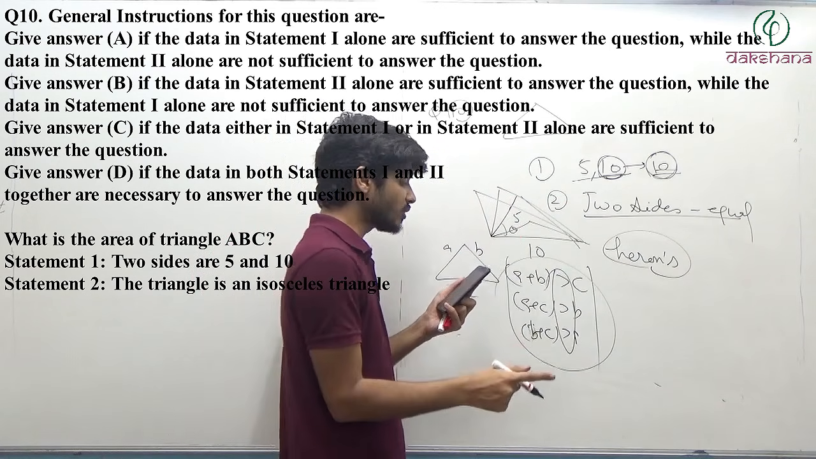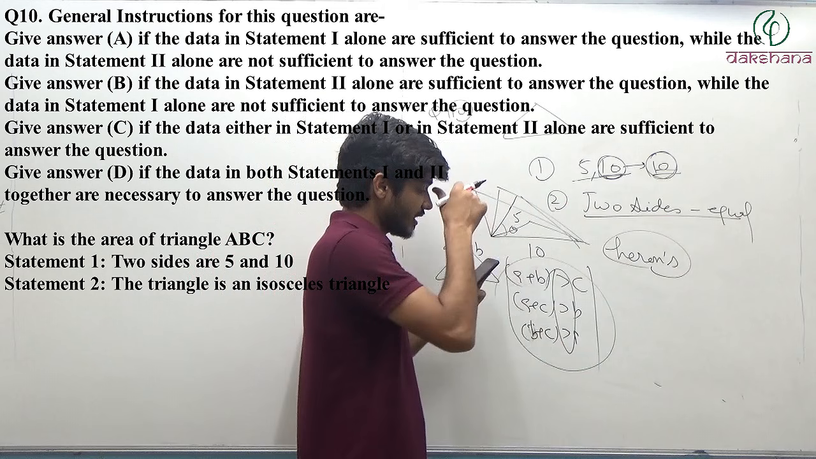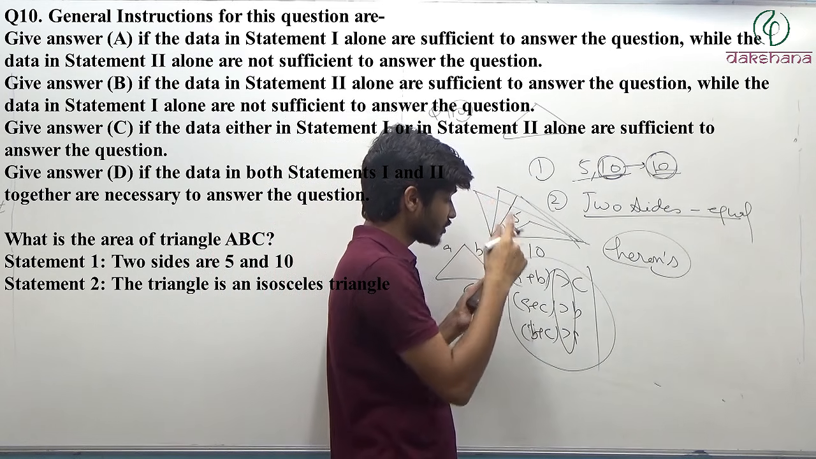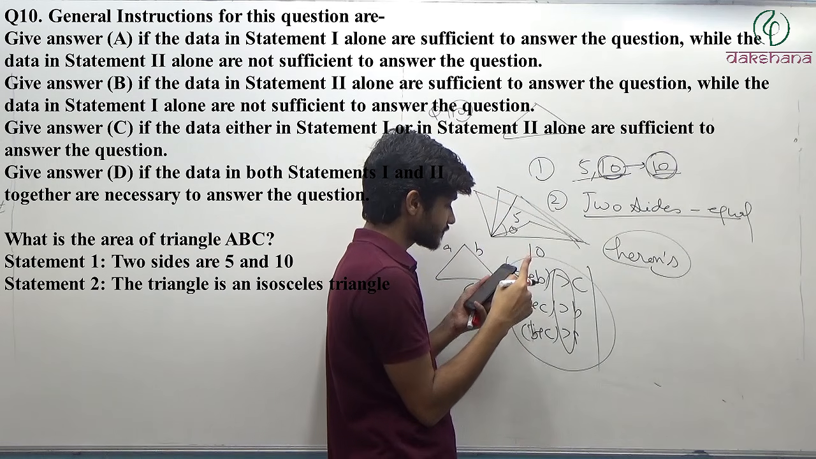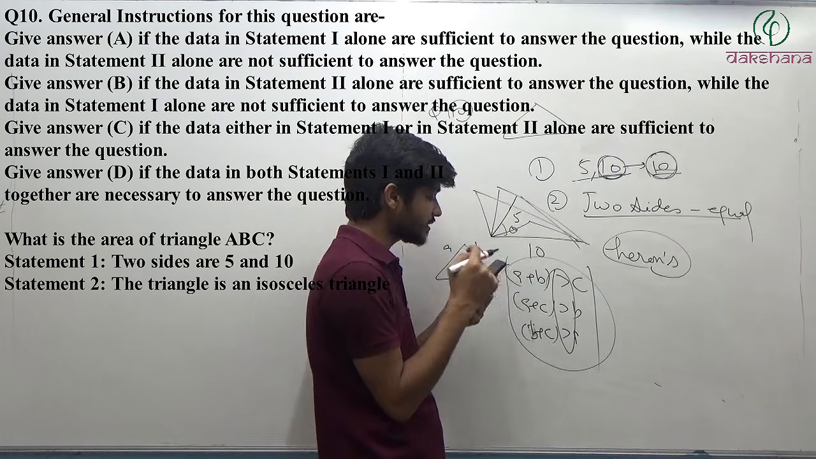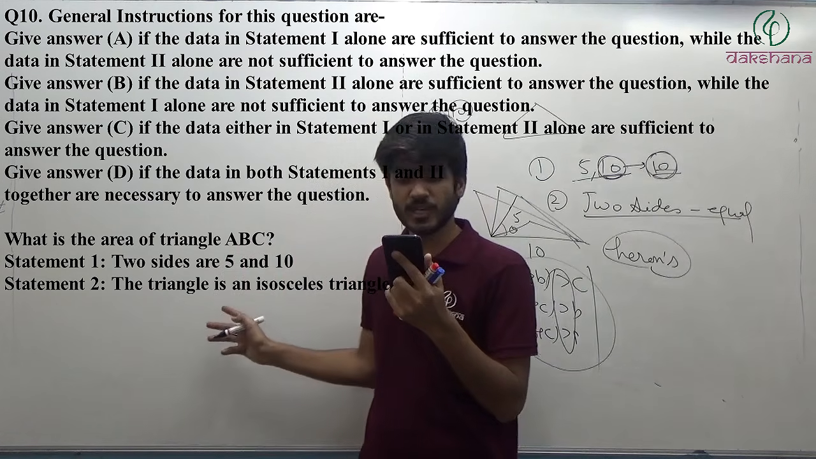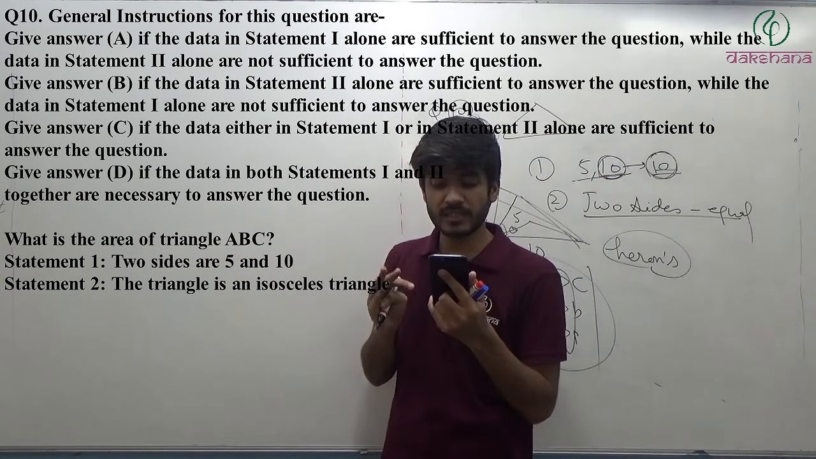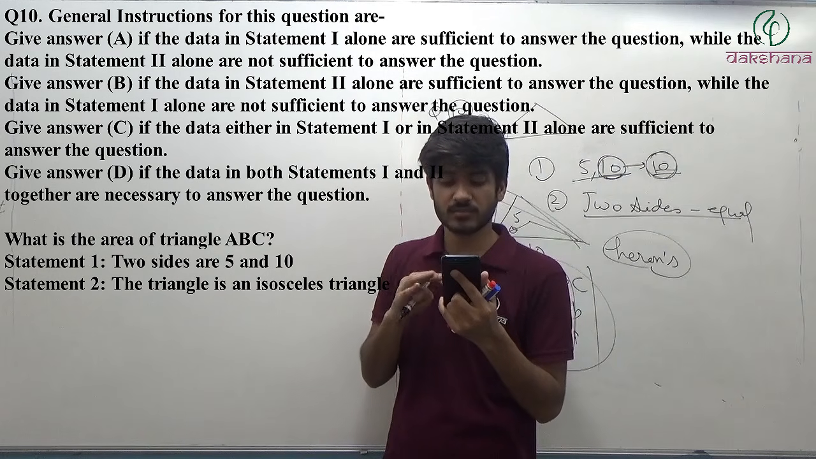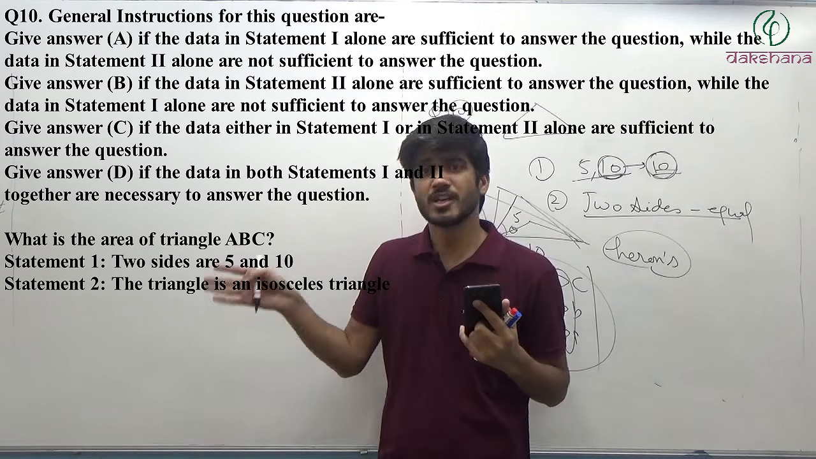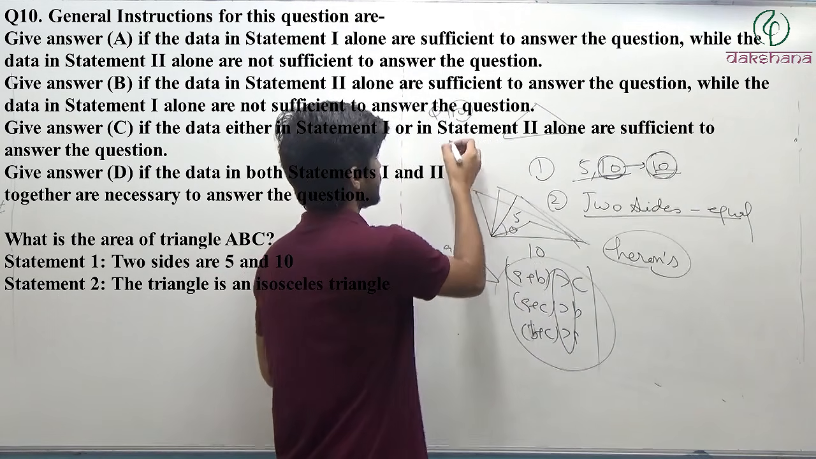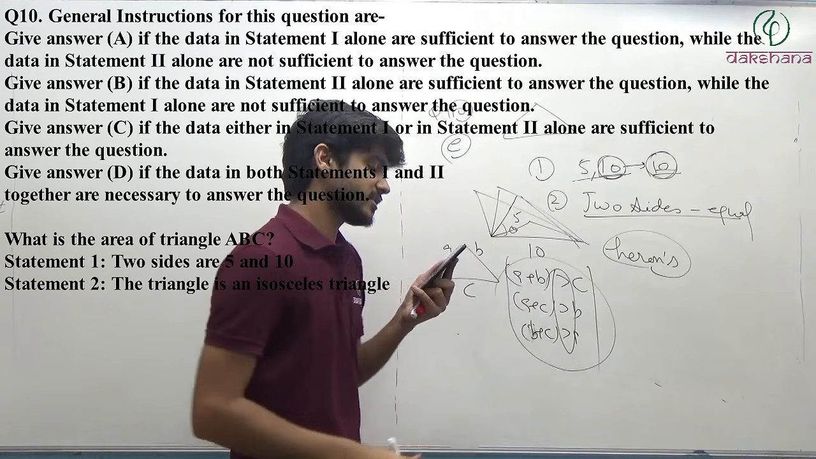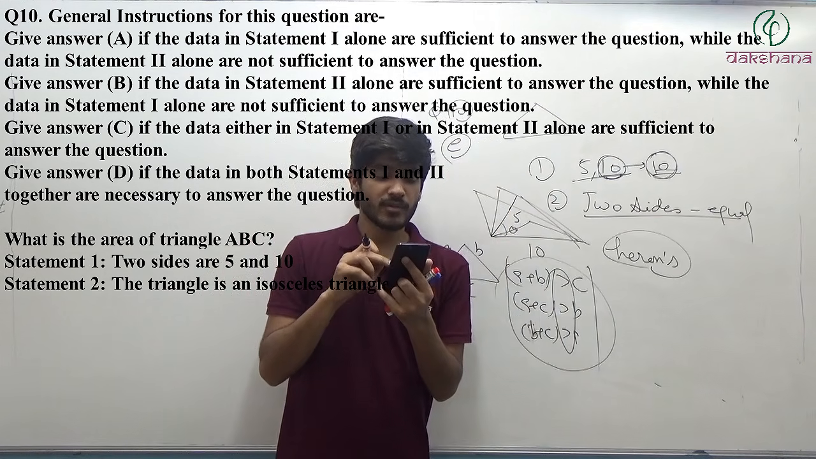So both 1 and 2 are necessary and sufficient, right? Both of these are required. If you look at option E, it says the data in both statements 1 and 2 together are necessary to answer the question. So E is fine, because that's what we are looking for. You need both of them to answer the question. Okay, moving forward to question number 11.